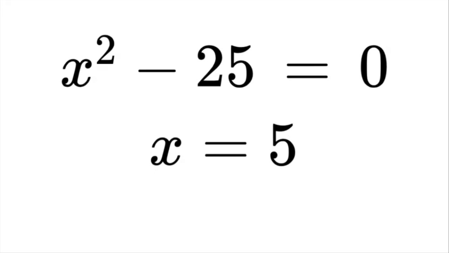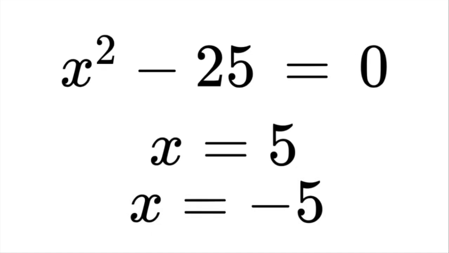But there's actually a second number that would make it true, a second solution. And the second solution is negative 5, because negative 5 times negative 5 is also positive 25, and positive 25 minus 25 is equal to 0. So there are two solutions to this equation.